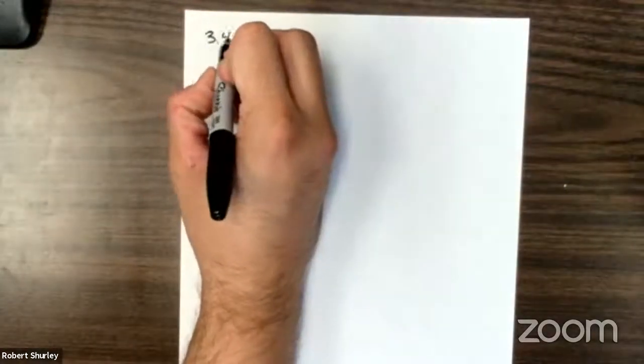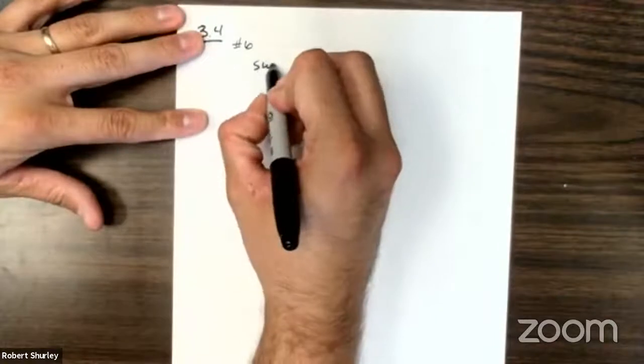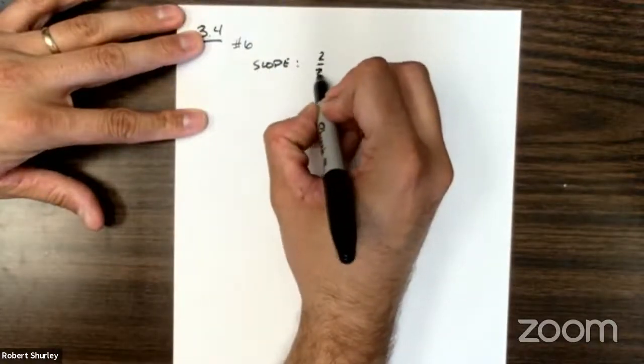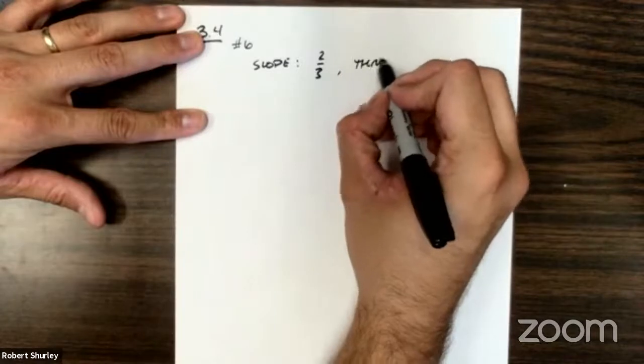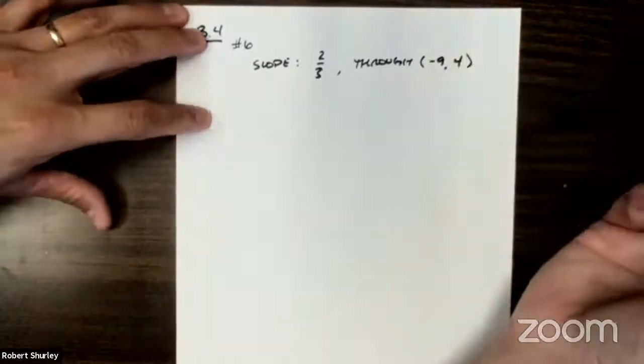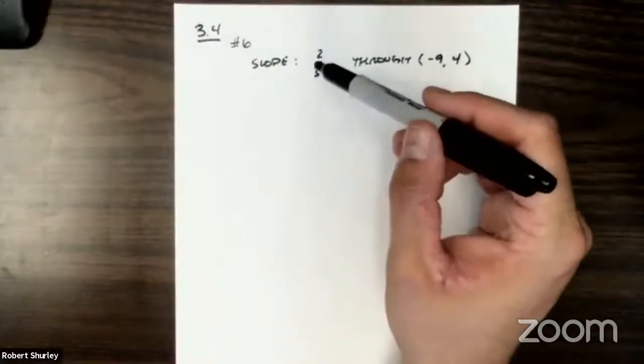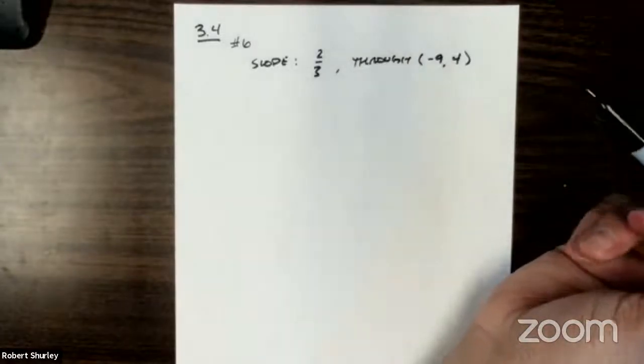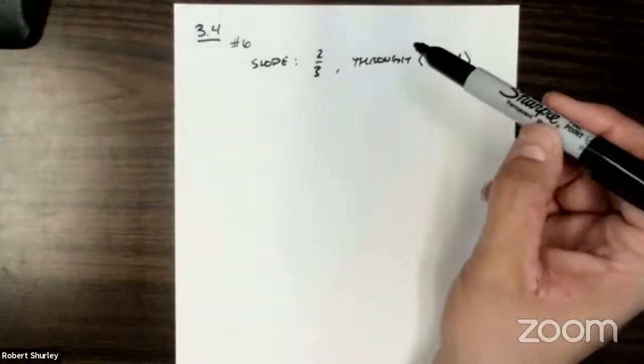Let's look at a basic one. I know we've done a lot of these already, but I'm going to steal one from the book. Actually, no, let's not steal a basic one. Let's steal a fraction. Let's say number 6. It's 3.4 now. This is number 6. Our slope is 2/3. And we know it goes through (-9, 4). The question states, write the equation of each line with a given slope and containing the given point. Write the equation in slope-intercept form.